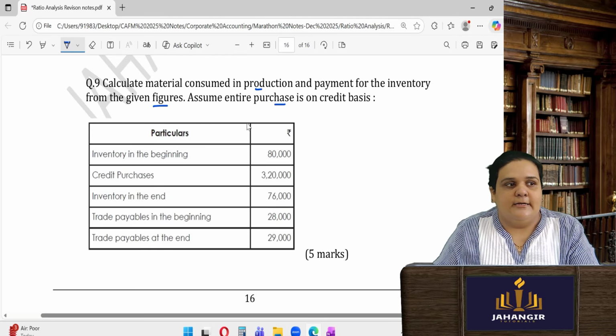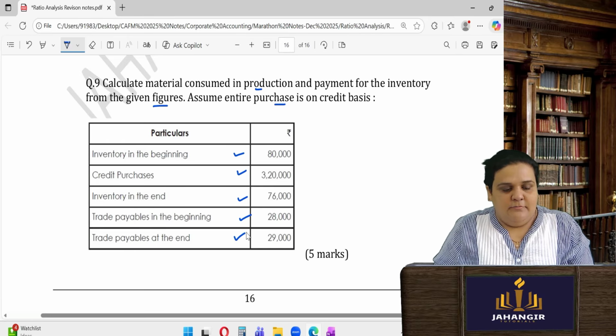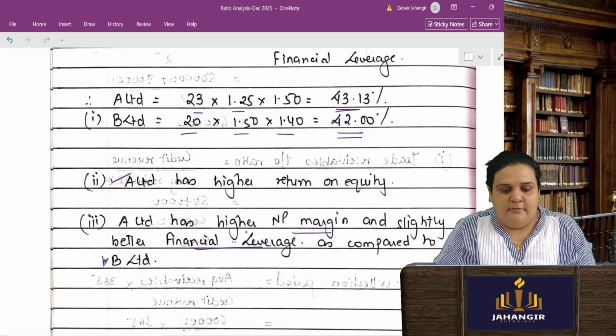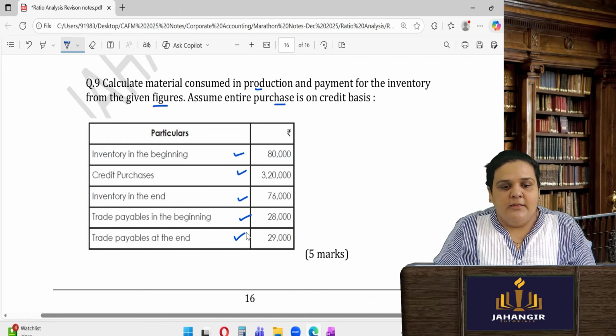Everything is like creditors. Inventory at the beginning of the year, credit purchase is 3,20,000. Inventory at the end of the year. Trade payables at the beginning of the year and trade payables at the end. Simply make the ledger. This is what even the institute has done. Simple. What are they asking? Inventory account. They are asking us materials consumed in the production and payment for the inventory.